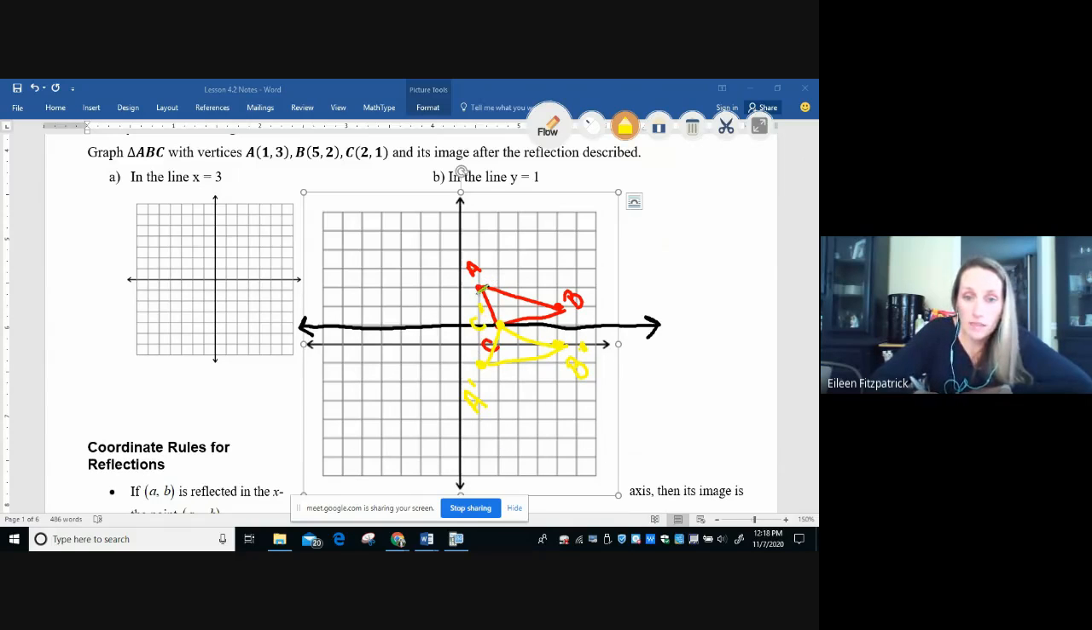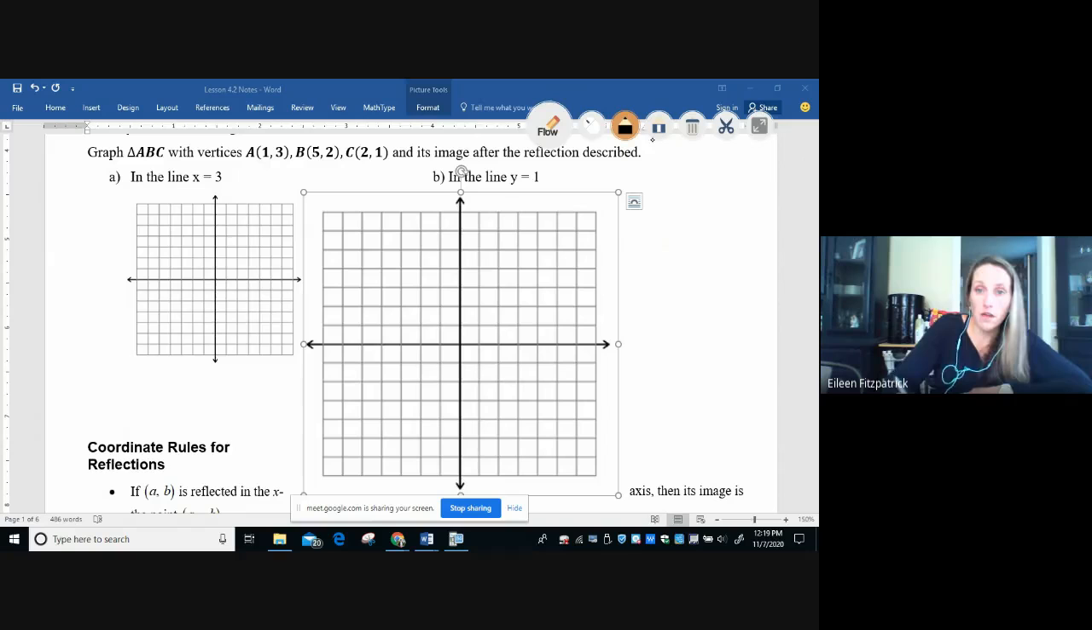Okay, again, connecting A to A prime or B to B prime, I guess I'll do one more quick example. If I was to connect them, the distance from B to the line of reflection is the same as the distance from B prime to the line of reflection, and that segment that connects them is perpendicular to the line of reflection. Okay? All right.